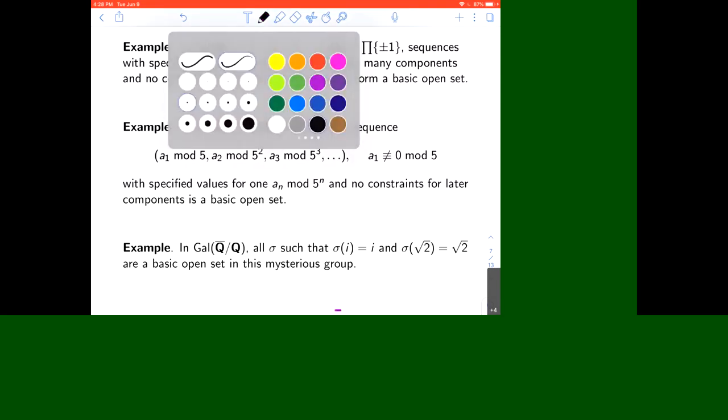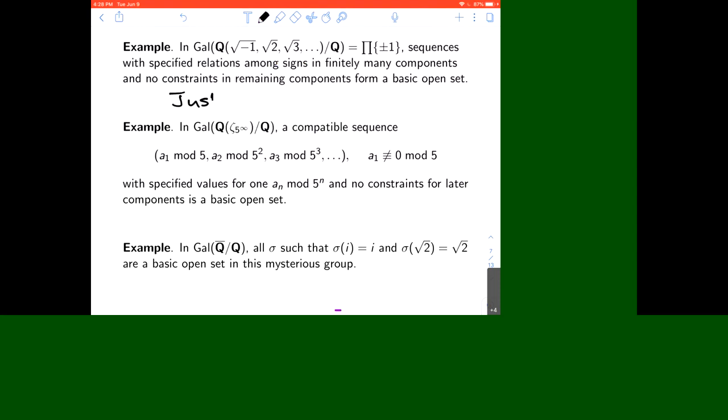And so that's what a basic open set looks like, and it sounds like it's just like basic opens for the product topology. A countable product of plus or minus signs. Okay, so that's interesting. Let's look at the 5-power cyclotomic extension.